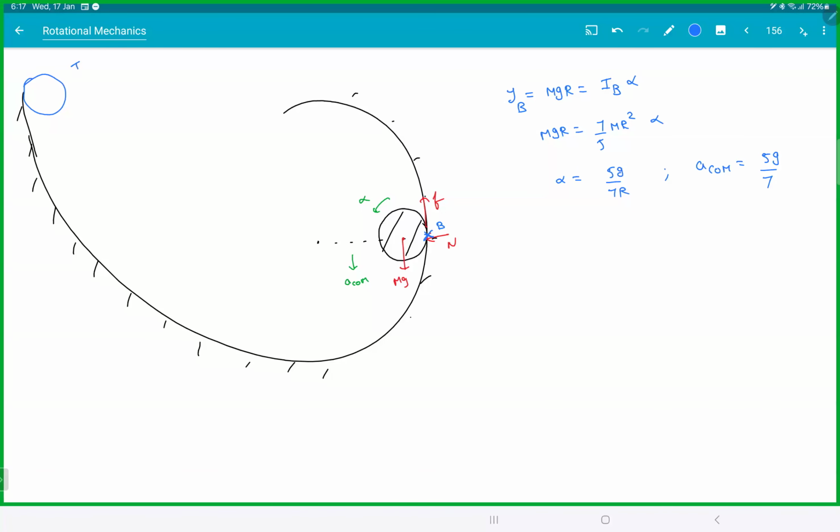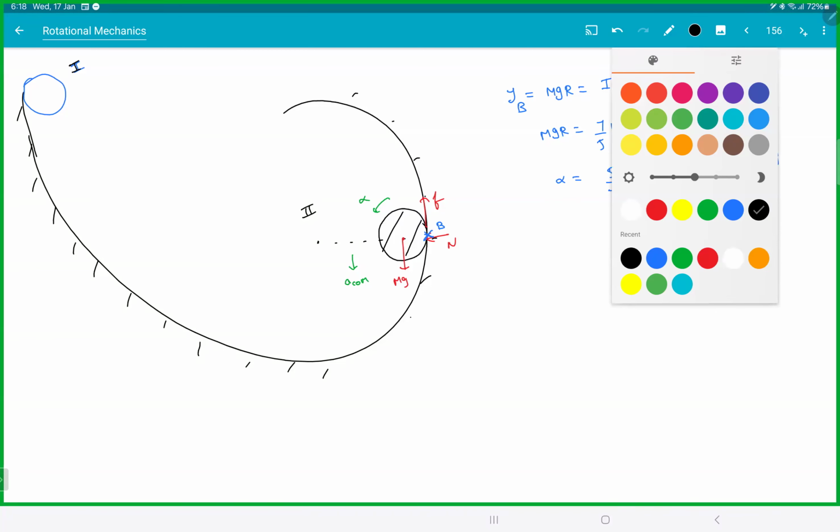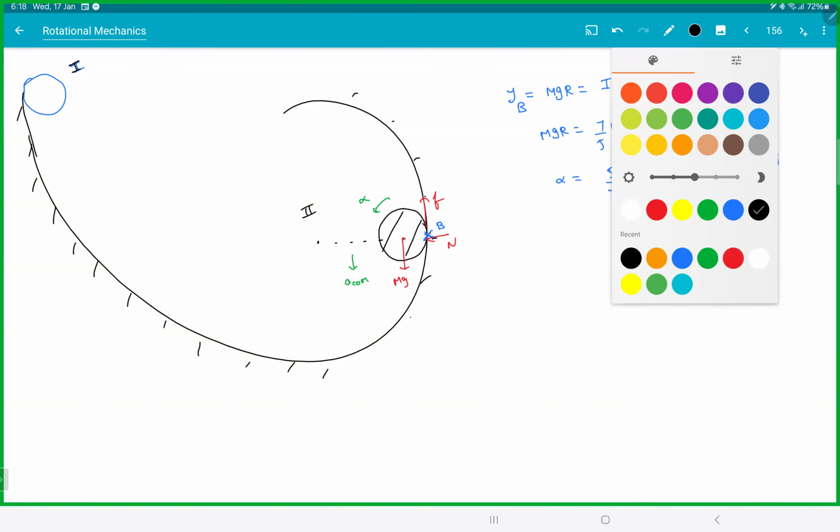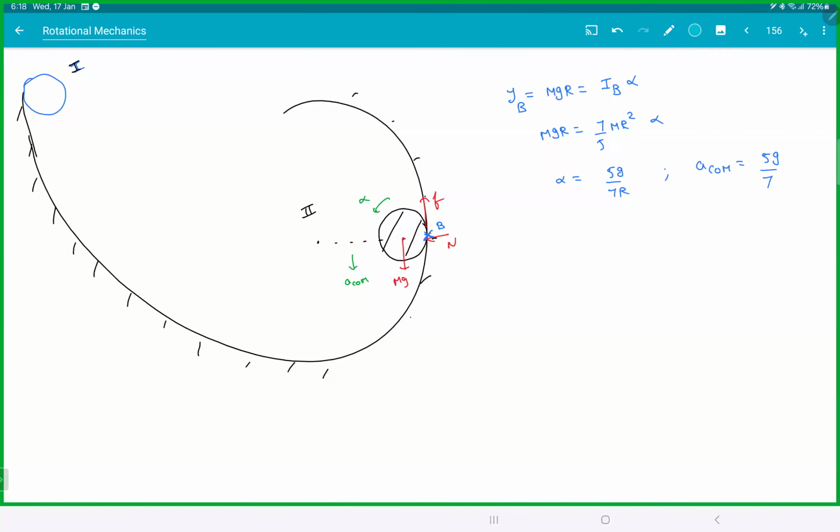Now, when the ball is released from here, this is state 1, this is state 2. Let this velocity be v and rotation be omega. Basically, it is decelerating now. That's why alpha is opposite to omega and a is opposite to velocity. Energy in state 1 is equal to energy in state 2. I'm choosing the ground as reference.